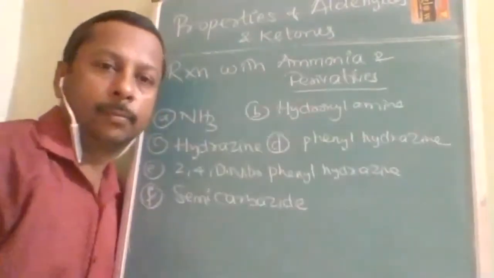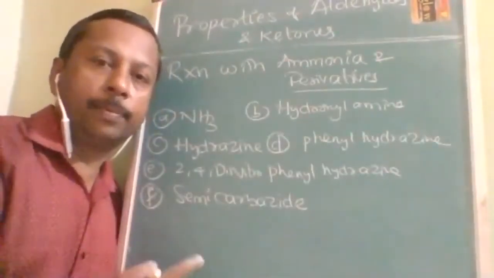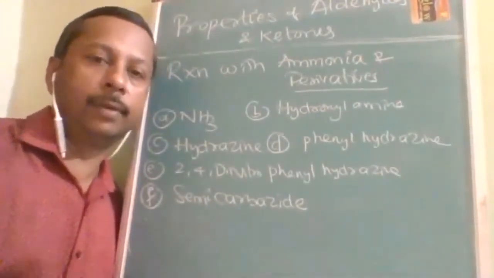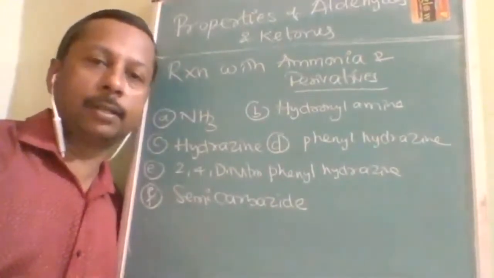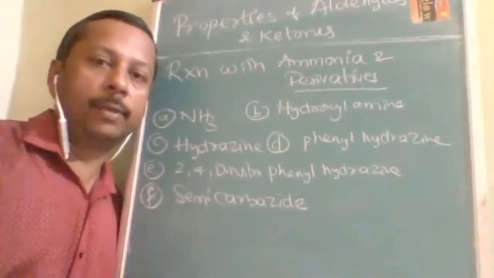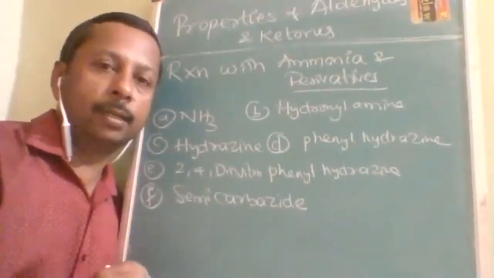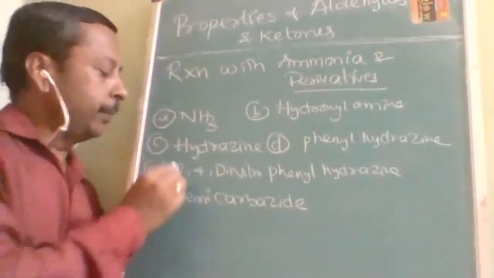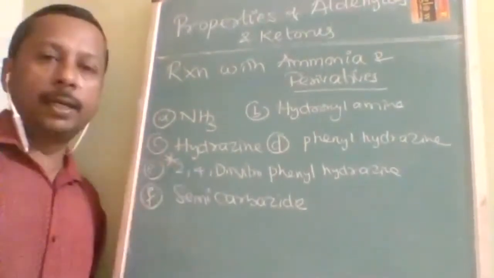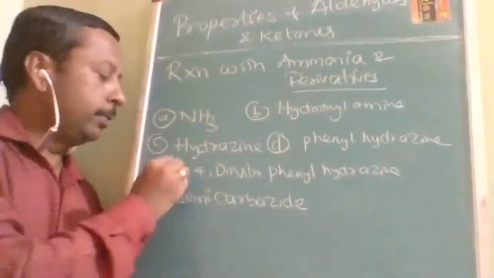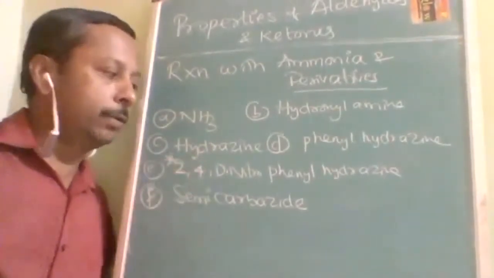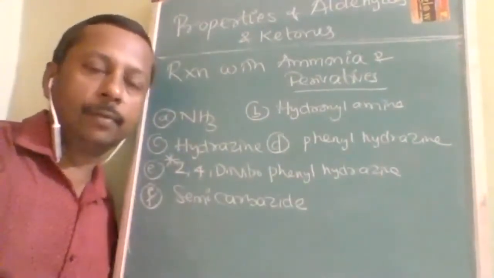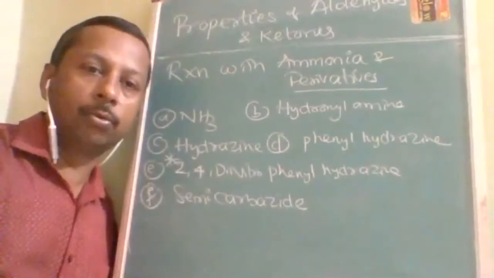Now, the most important topic of this chapter, we are going to start: reaction with ammonia and its derivatives. But there is a general procedure, and if you follow the general procedure, it is very easy. This is used for identification. In the examination, if somebody gives the 2,4-DNP test, it is a test of whether the given molecule contains a carbonyl group or not.